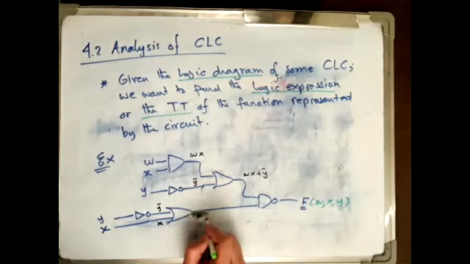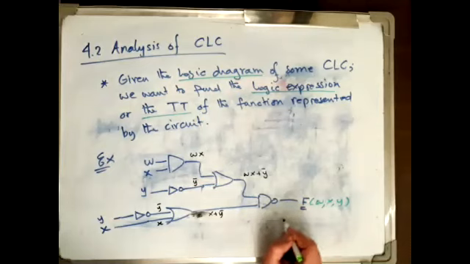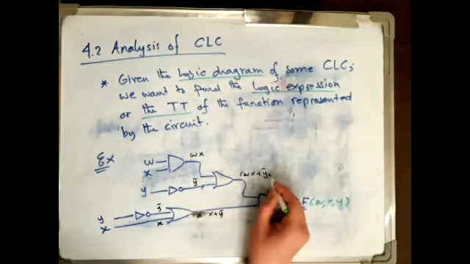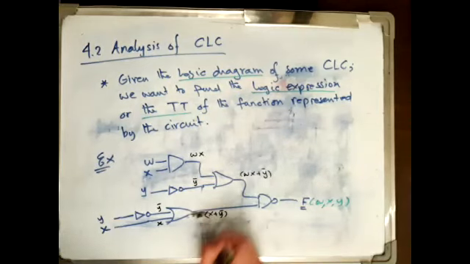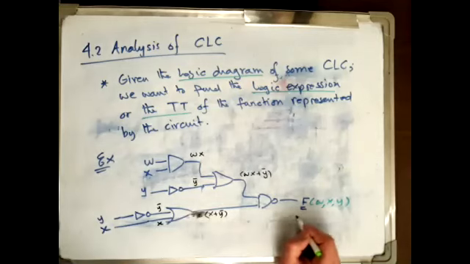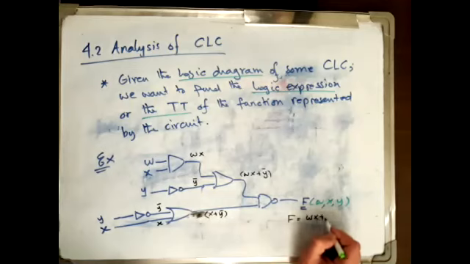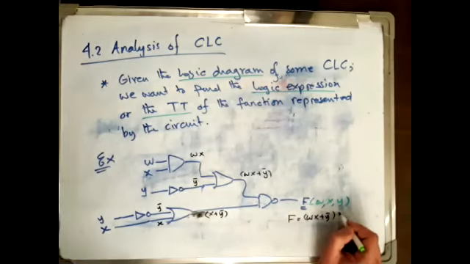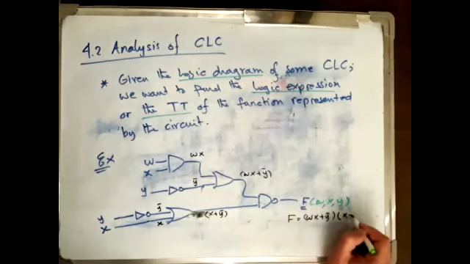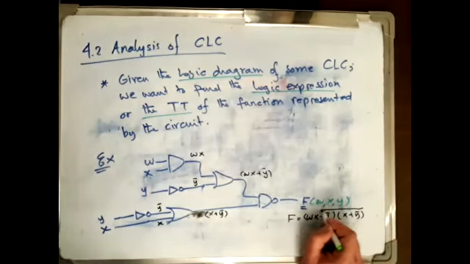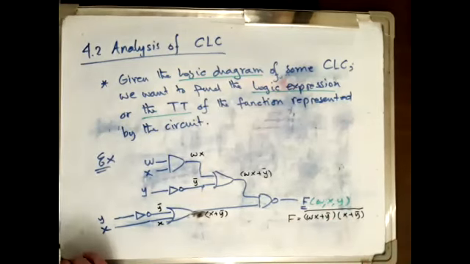And here, what will be the function? The function is basically this NANDed with this. So F will be (WX or Y bar) (X or Y bar) complemented. So this is the logic expression of the function implemented using this circuit.